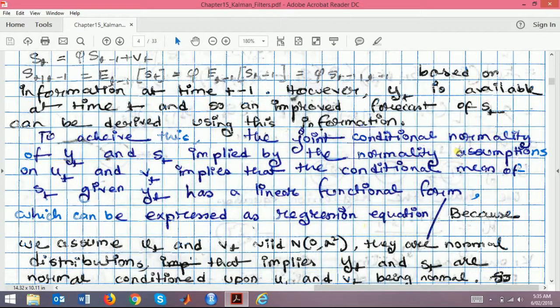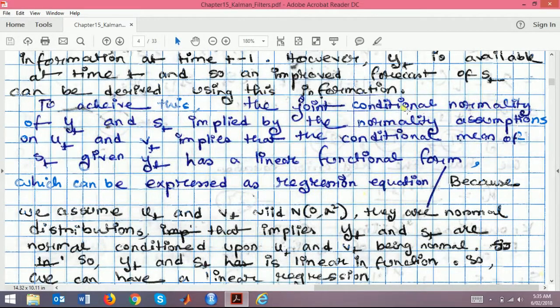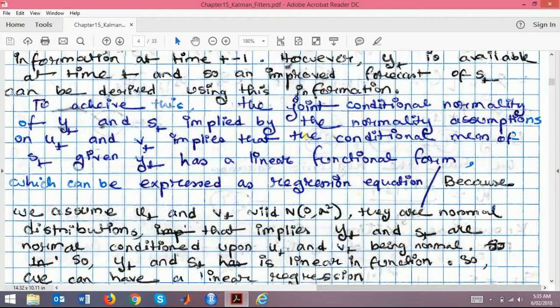To achieve this, the joint conditional normality of Yt and St, implied by the normality assumptions on Ut and Vt, which are IID, implies that the conditional mean of St given Yt has a linear functional form, which can be expressed as a regression equation. So jointly, Yt and St have conditional normality, which is actually given by Ut and Vt.